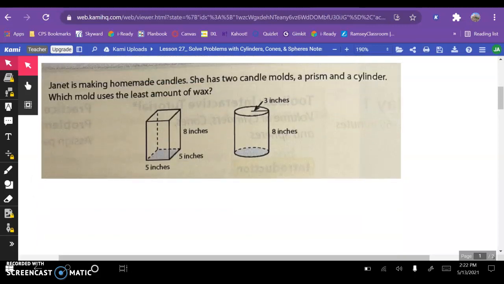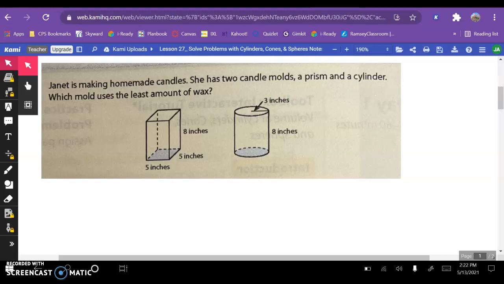And our first question says, Janet is making homemade candles. She has two candle molds, a prism and a cylinder. Which mold uses the least amount of wax? So in other words, which one has the smaller volume?